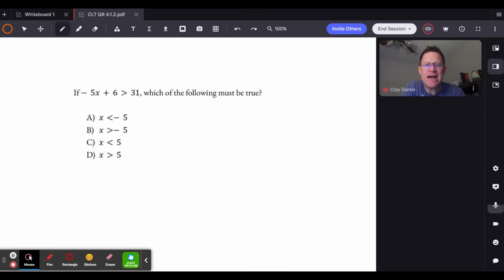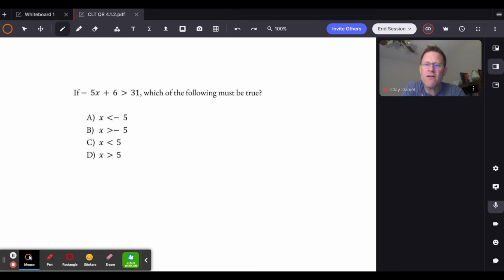An example of that is this video on an inequality problem that you would see probably midway through the CLT section, maybe a little bit toward the end. It says if negative 5x plus 6 is greater than 31, which of the following must be true?